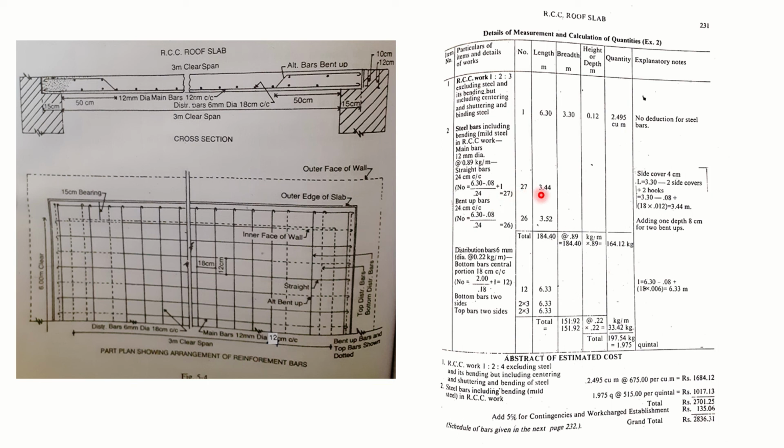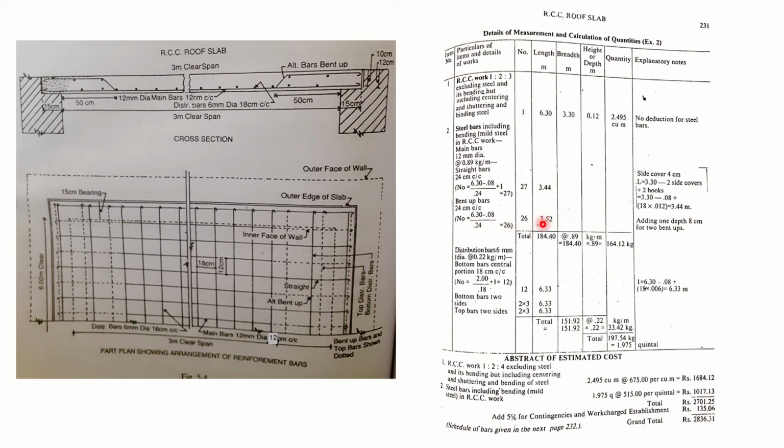Okay. The length will be 3.3 minus 2 side covers, plus 2 hooks, that will be 3.3 minus 0.08 plus 18 into the diameter of bar, which gives us 3.44. Next, the bent up bars, of course they are at 24 centimeter spacing. (6.3 minus 0.08) upon 0.24 gives us 26.